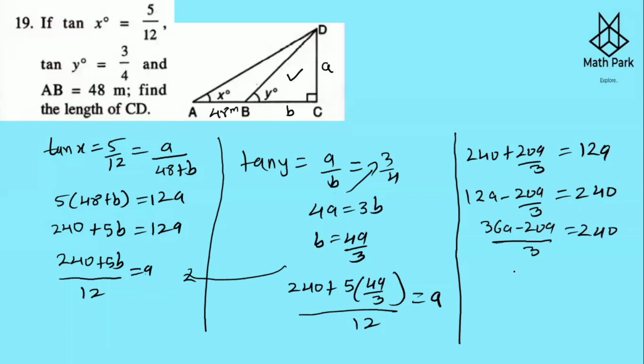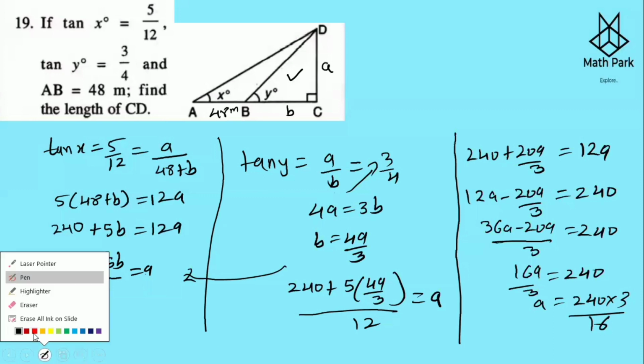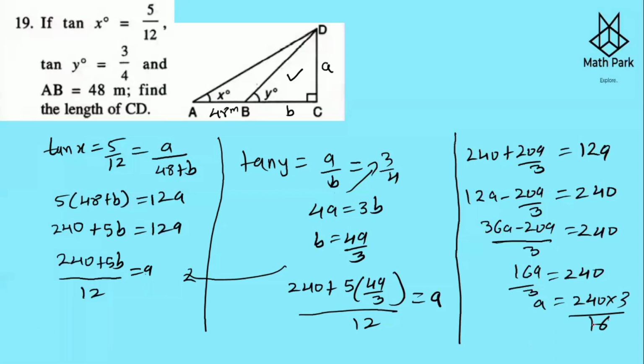So 36 minus 20 is 16. 16A upon 3 is equal to 240. So you get A is equal to 240 into 3 upon 16. Let us divide this, divisible by 4. So we have 4 4s are 16, 4 60s are 240, 4 15s are 60, and A is equal to 15 times 3, which is 45. This is how you get CD is equal to 45 meters.